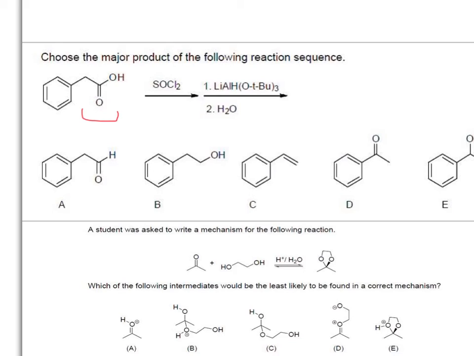So if you notice over here, it's not LiAlH4, it's rather LiAlH and then OTBU3, which basically means that while lithium aluminum hydride delivers 4 hydrogens, or hydrides rather, this is going to deliver only 1 hydride. That's the only basic difference between the two. But it's a reduction reaction, nevertheless. So how do we go about it?